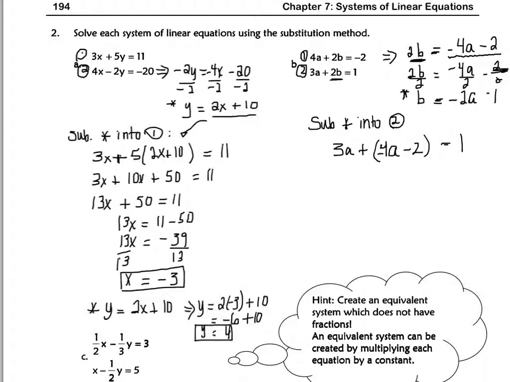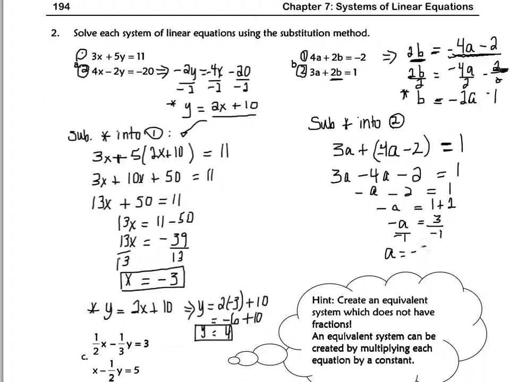So we've got 3a plus, we replace the 2b with negative 4a minus 2, because that's what 2b equals. And then we have that equal to 1. So now we've got 3a minus 4a minus 2, because I don't really need those brackets anymore. So that's going to be minus a minus 2 equals 1. And then negative a equals 1 plus 2, which means negative a is 3. And then if I divide both sides by negative 1, I get a equals negative 3.